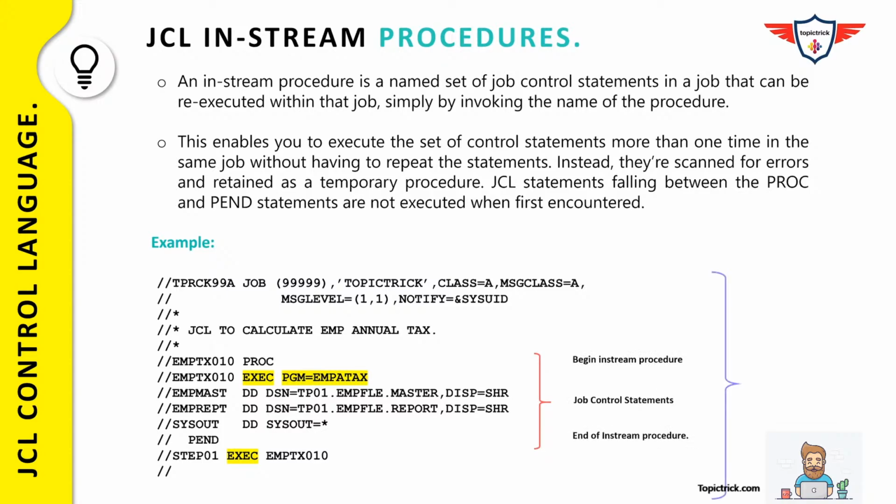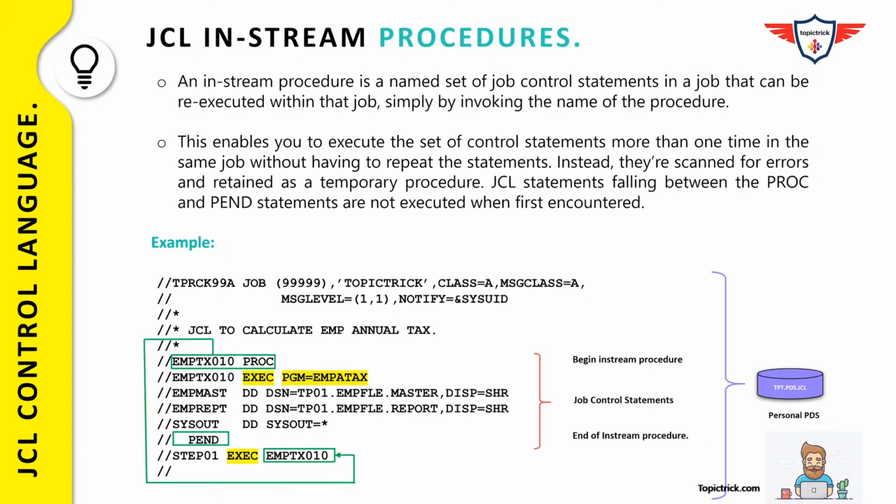After that, you have the in-stream proc, and the proc begins with a name and a PROC keyword. Always remember that you should have a proper name for a proc, otherwise you will not be able to invoke it in your JCL. After that, you have a couple of job control statements, that is an EXEC statement to execute a program, EMPATAX. Then you have 3 DD statements, 2 for datasets and 1 for sysout, just to print the messages on the spool. And then you have a PEND statement, which marks the end of the in-stream proc.